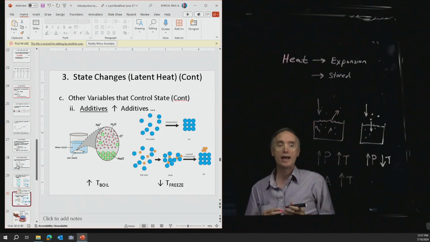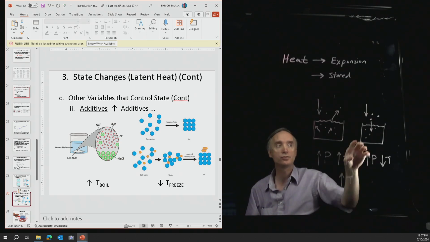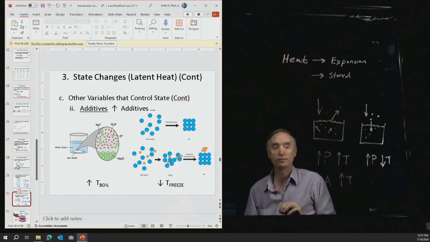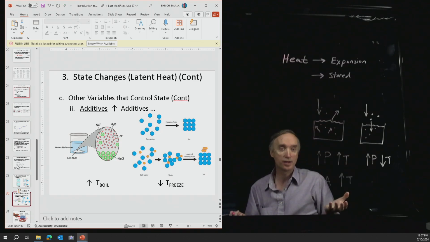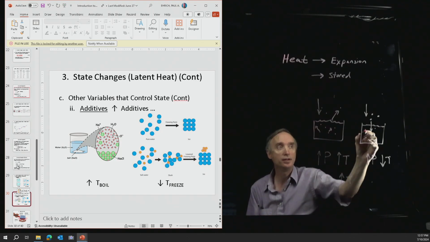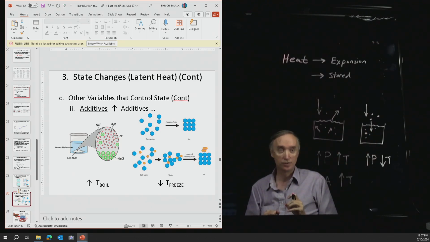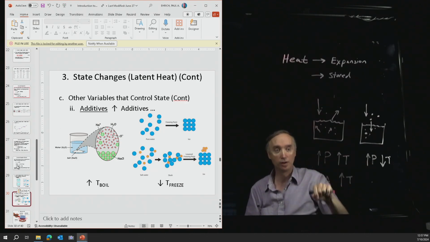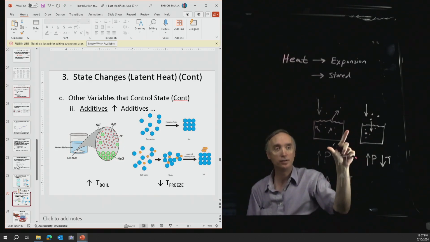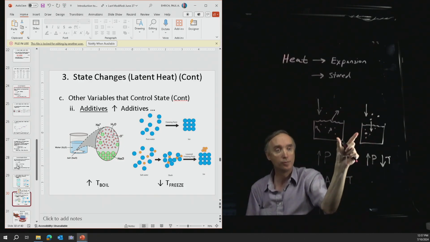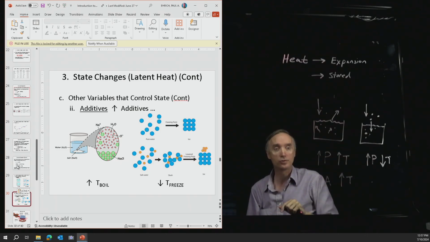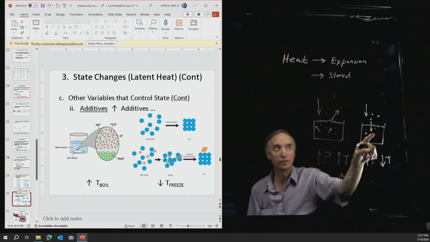All right, now what about additives? If you add additives to water, how is that going to affect the freezing point? Well, once again, let's use salt as an example. The salt is going to get in between the water molecules, and it's going to make it hard for the water molecules to freeze. So what we need to do is lower the temperature of the water, and then eventually the molecules will be moving slow enough that they'll be able to lock onto each other and force the salt out of the ice.